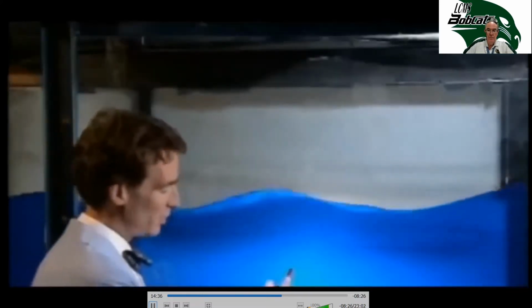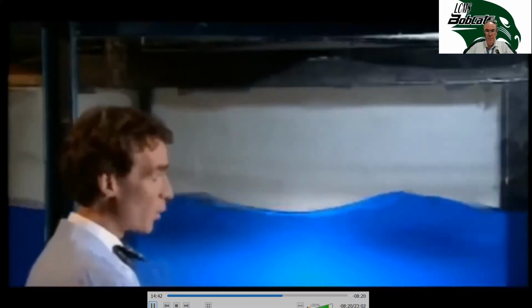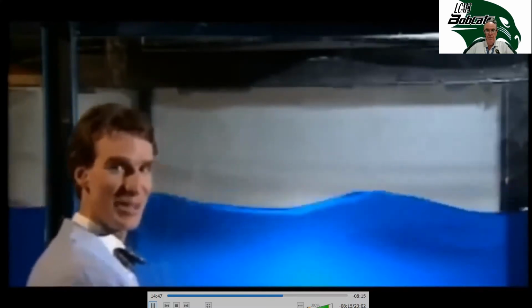Take a look at these particles here in the middle. They're moving around in little circles, but they're not moving that way along with the waves. The waves are going right through the water without carrying much water with them. Isn't that cool? That's just the way it is with waves.